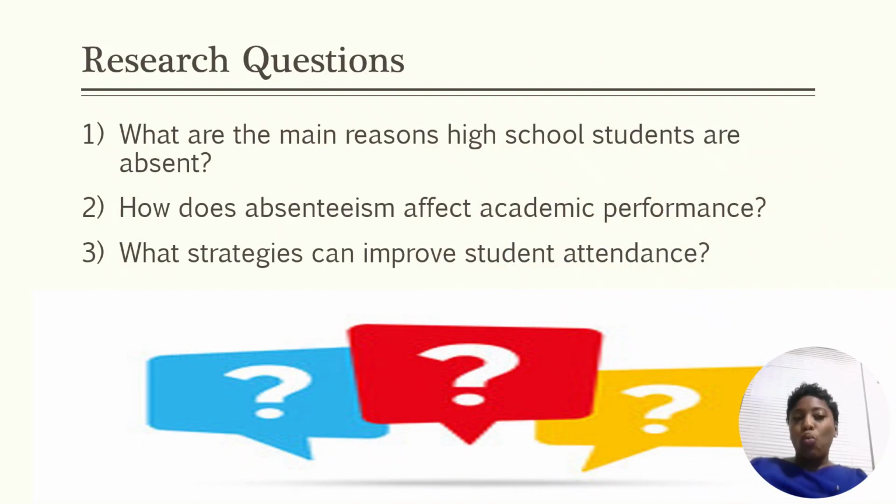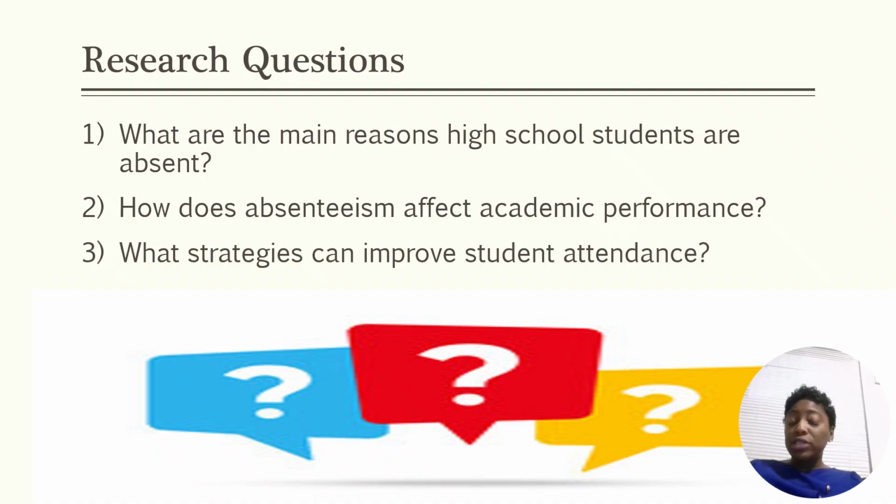So, some research questions. What are the main reasons high school students are absent? How does absenteeism affect academic performance? What strategies can improve student attendance? Absenteeism is one of the strongest predictors of academic failure and dropout rates. A lot of kids that are absent or become truant, they drop out of school. I've had maybe 3 parents within this week come drop their kids because they can't get them to come to school. And what happens if the child doesn't come to school, they lock up the parents.